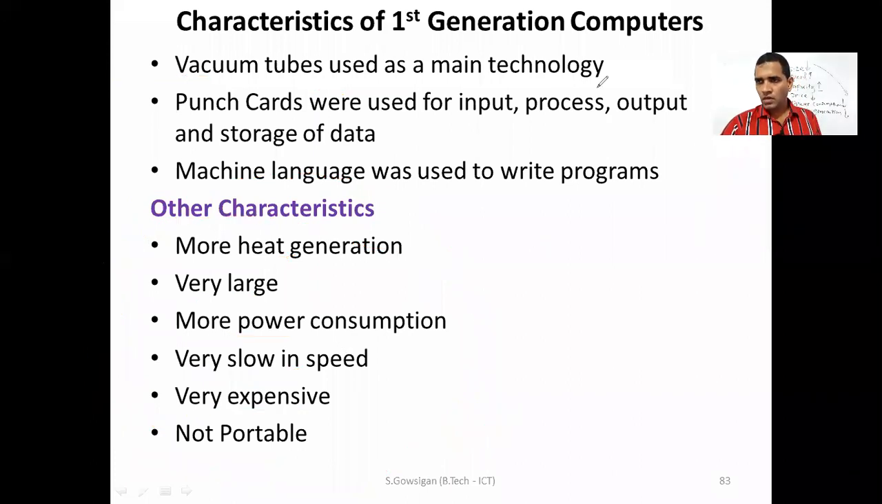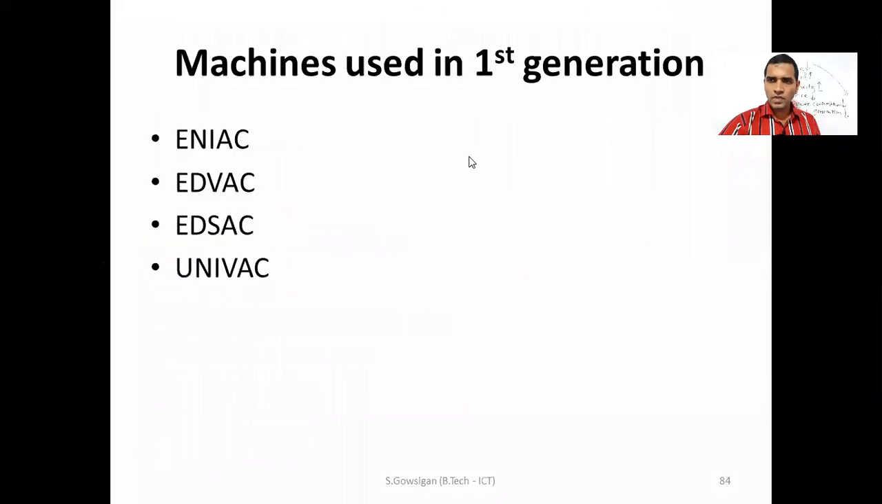So when they wanted to stop using the vacuum tube, they introduced a new technology called the transistor. So let's go to the second generation. But before that, in the first generation, there were some computers used. If you can remember at least two names, there might be more than these four, but I listed some of the most important names of computers invented in the first generation.